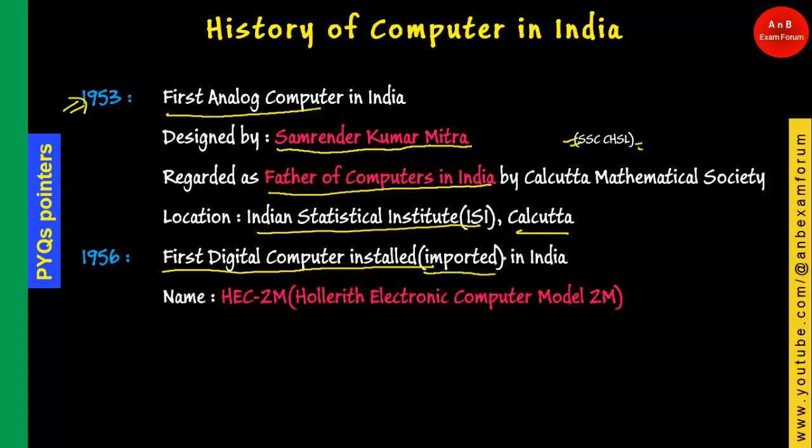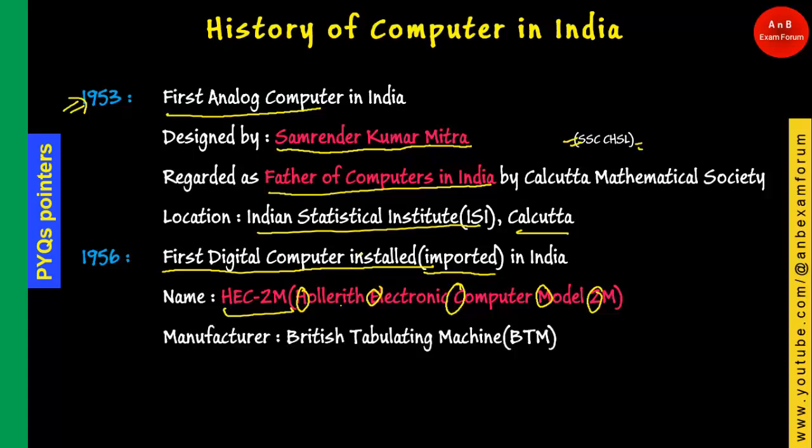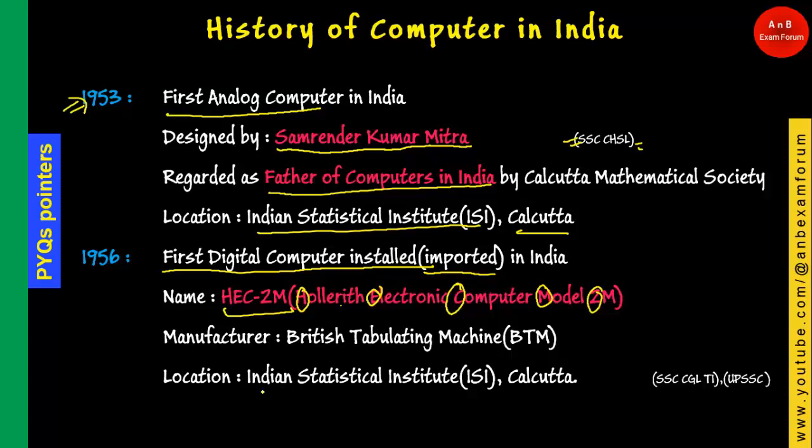What is the name of the computer? It is HEC2M. What is HEC? Hollerith Electronic Computer Model 2M. So HEC2M is the first digital computer which was installed. It was again installed at the Indian Statistical Institute Calcutta, and this pointer was asked in SSC CGL Tier 1.